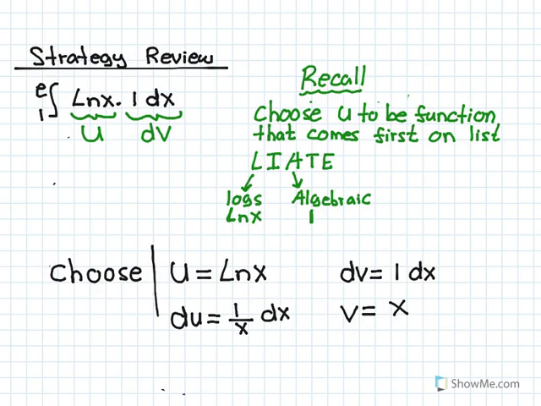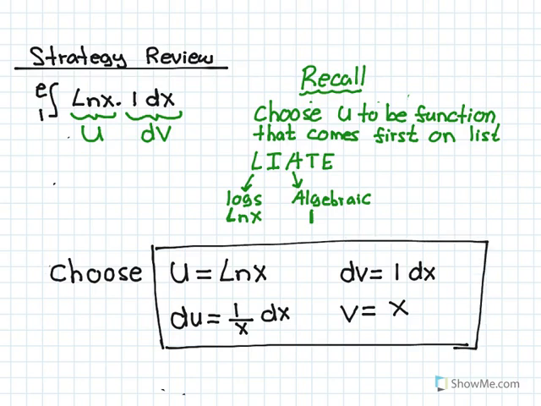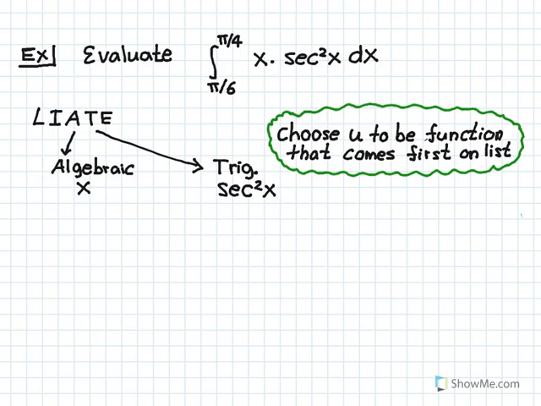So u is log x. Its derivative is going to be 1 over x dx. And we choose dv to be the remainder. dv will be 1 dx, and the antiderivative of 1 is x. So this is just going over the strategy of why we chose u to be equal to log x. Alright, let's look at another example.